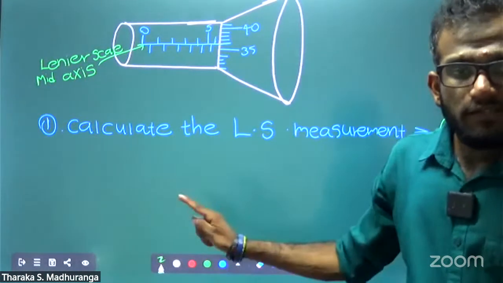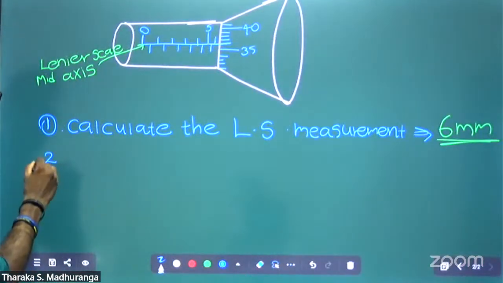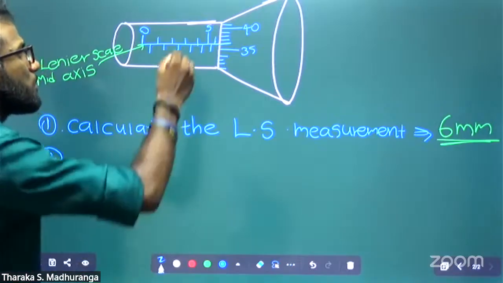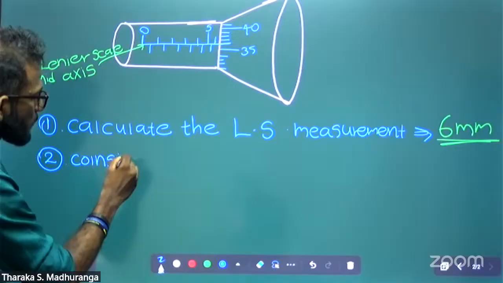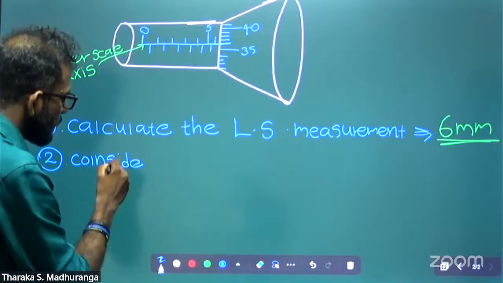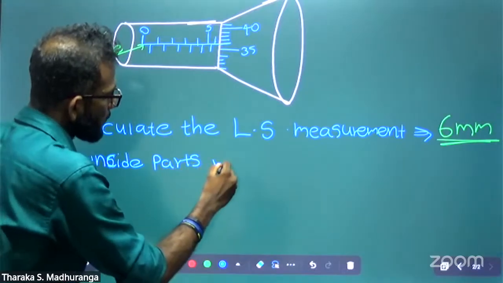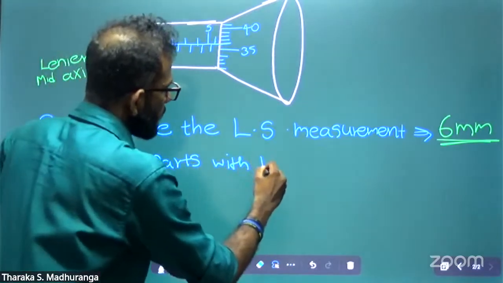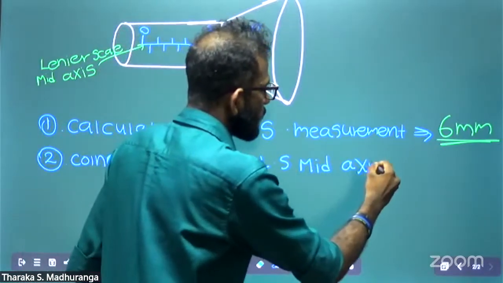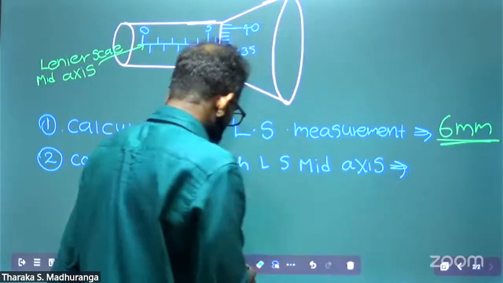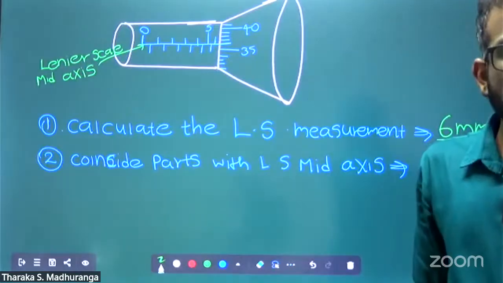In our second step of the measurement reading, we just need to get the coincide parts with the linear scale mid axis, the coincide number of parts. Okay, in this given one, what is the value of the coincide number?